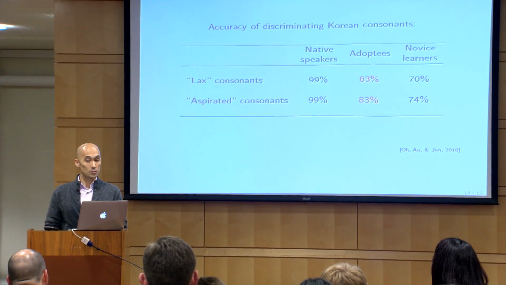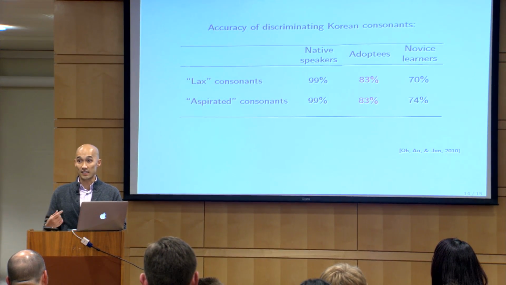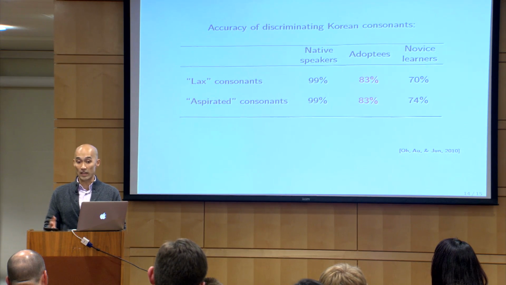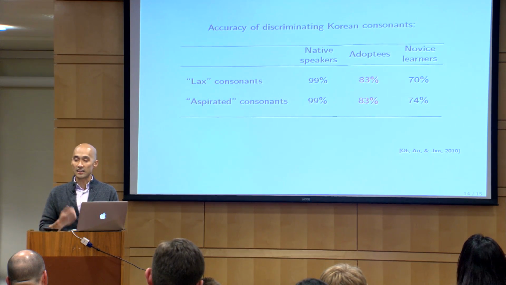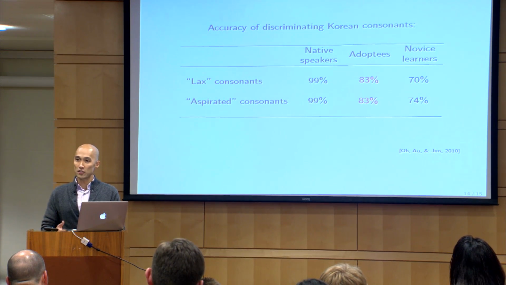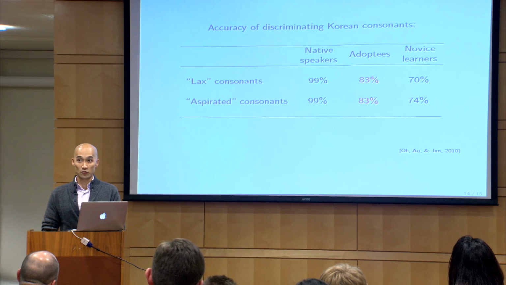Novice learners are not super great at doing this, so their accuracy at telling these 2 consonants apart is not quite at 80%. And the native speakers are very good, as you would expect, but what's remarkable about the adoptees, this group that, again, does not consciously remember knowing any Korean, is that they are doing better. Somehow they're doing better than the novice learners, even though they don't remember actually knowing any Korean.